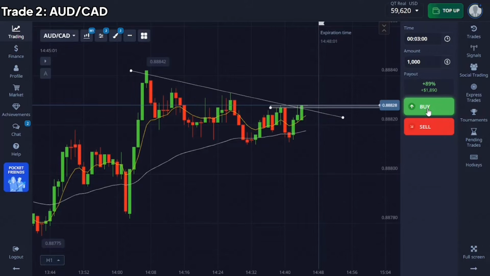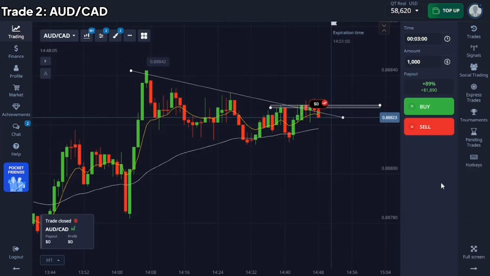Okay, so we got a bullish engulfing candle close here. And there's the break. So I'm going to lock in a 3-minute buy position right here. And there it is. That is a loss.